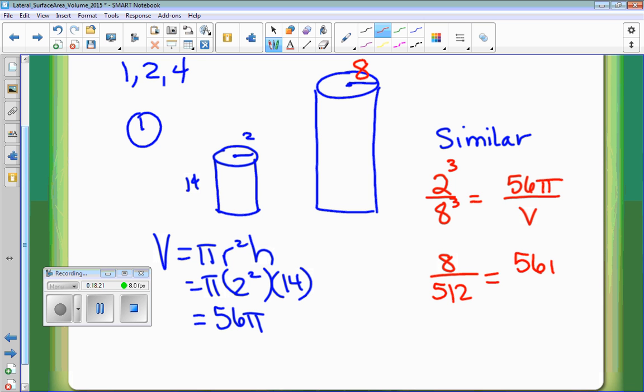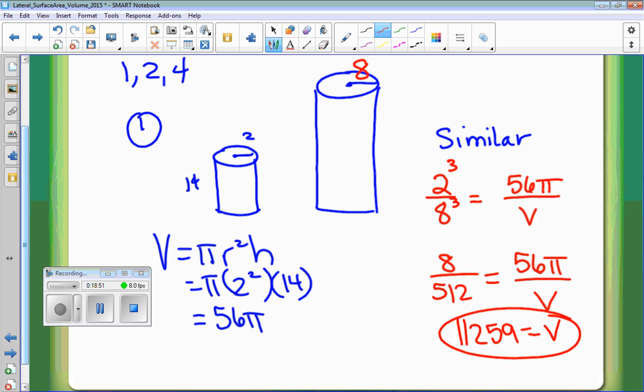And so I want to solve for the volume of the bigger cylinder, right? So I'm going to cross multiply. So 56 pi times 512. So big, isn't it? Okay. And then I'm going to divide it by 8. So I get about that number. Okay. 11,259. That's the volume I'm looking for.